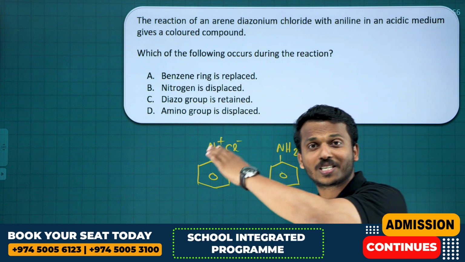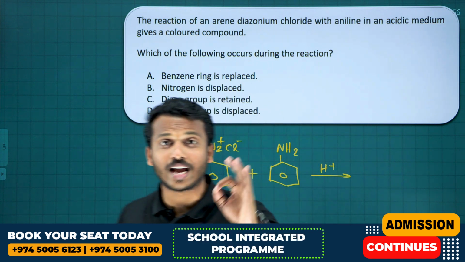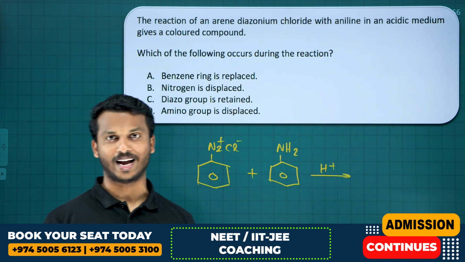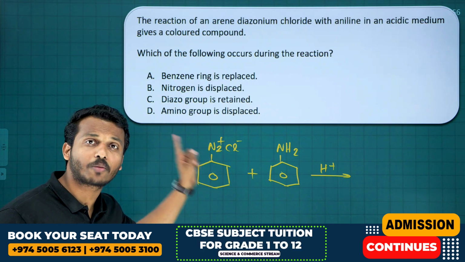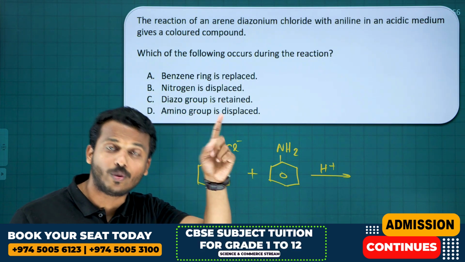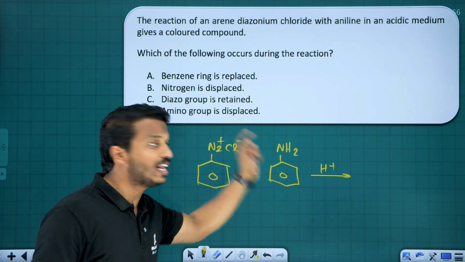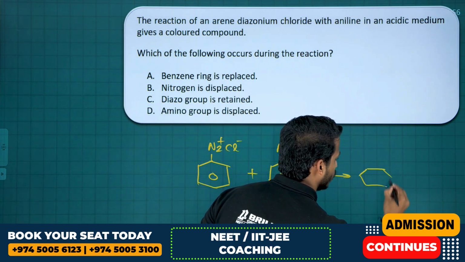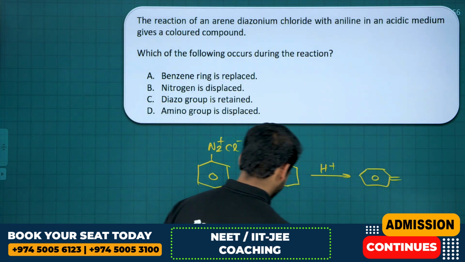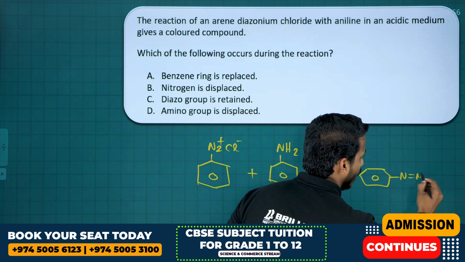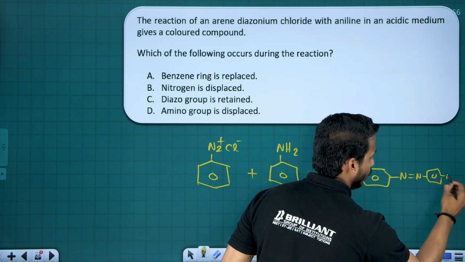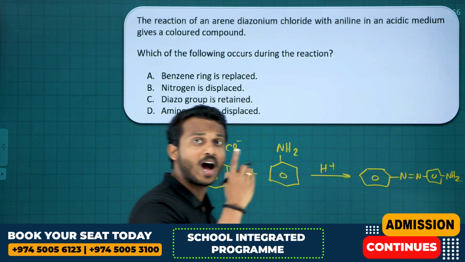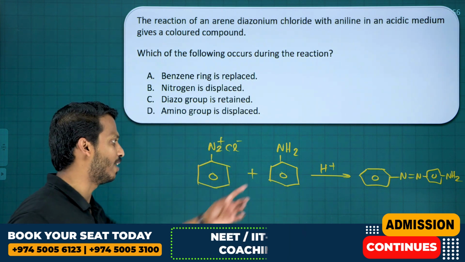You studied the last part of the chapter called azo coupling reaction. Benzene diazonium chloride, when treated with a phenol, we get an orange dye. With aniline, we get a yellow dye. You know the structure of the product also: benzene with N double bond N, again one phenyl ring on which we have NH2. It's called para-amino-azobenzene, a yellow dye.